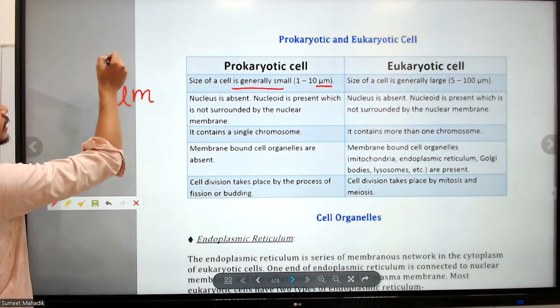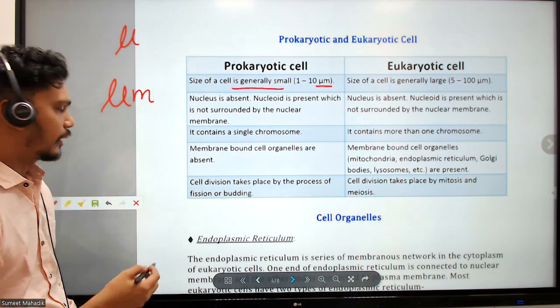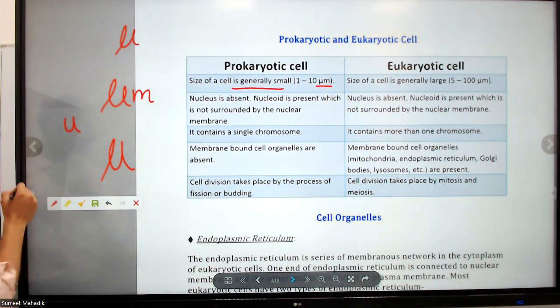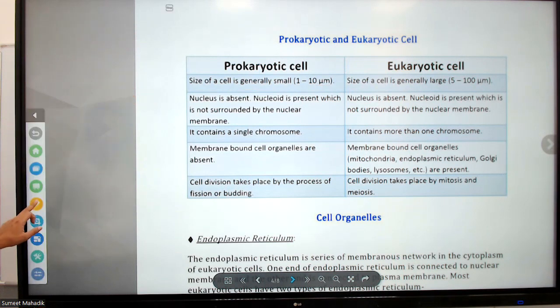Yeah, µ is a Greek letter. See, a straight line, then do this. Initially, we do the µ like this, right? You just have to do it like this, right? Micrometer. Let's go, look here.